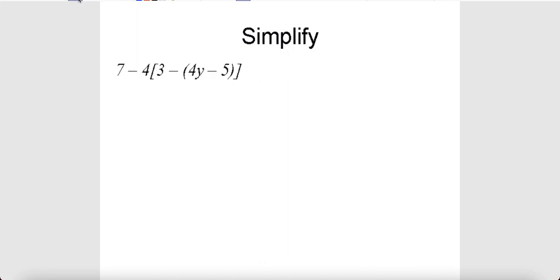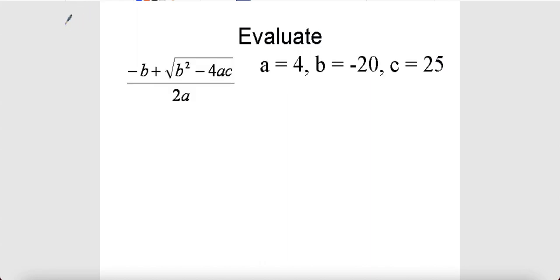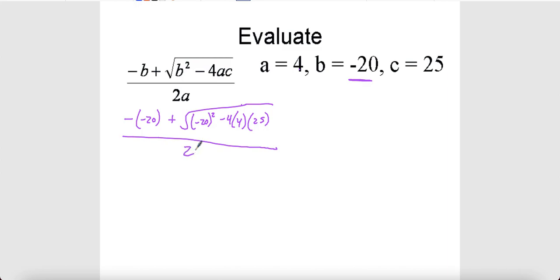Okay, got a couple more slides. You might recognize this as the quadratic formula. So sometimes there are more complicated formulas that we should evaluate. So again, we're practicing. So I've got b for negative 20. So I've got negative 20 plus the square root of negative 20 squared minus 4 times a, which is 4, times c, which is 25, all over 2 times 4.